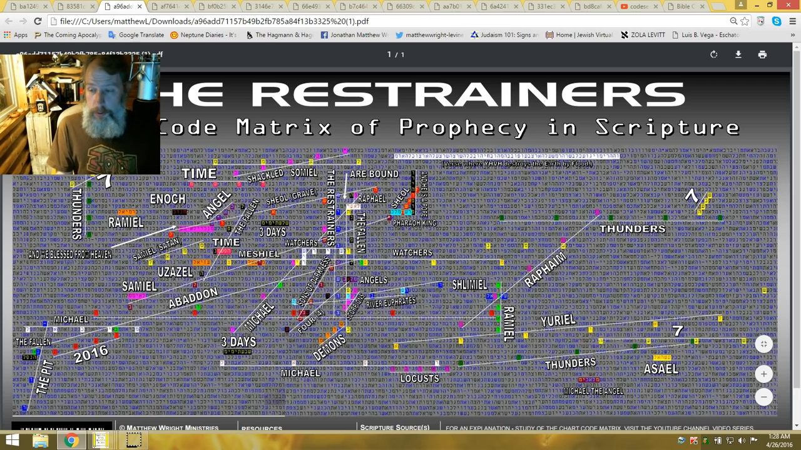So it occurred to me one day as I was thinking about the restrainer, because there's different opinions on that. Who is the restrainer? And when the restrainer is removed, some say it's the church, some say it's the Holy Spirit, some say it's Michael the angel. But here's where knowing the book of Enoch comes into play, because now looking at this table, it makes sense. For those of you that haven't read or listened to the audio version of Enoch, this won't make any sense to you. So here, let me just go through this.